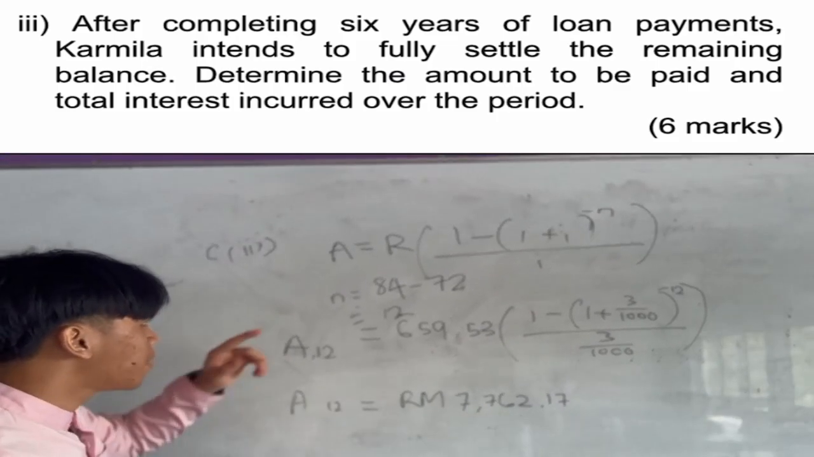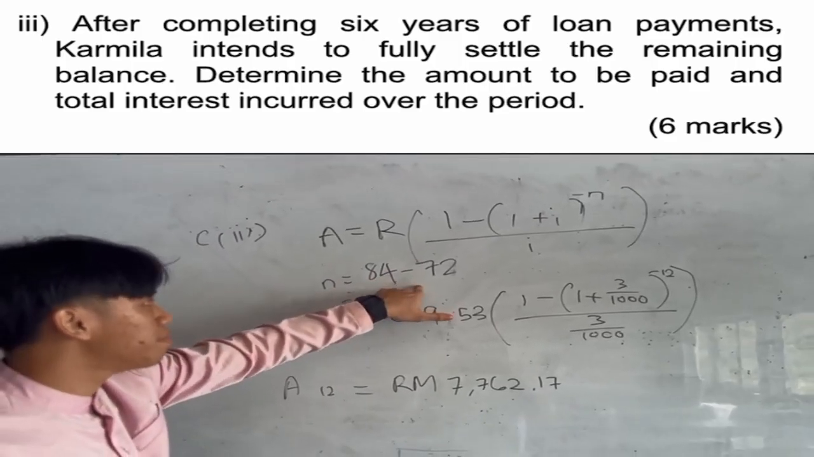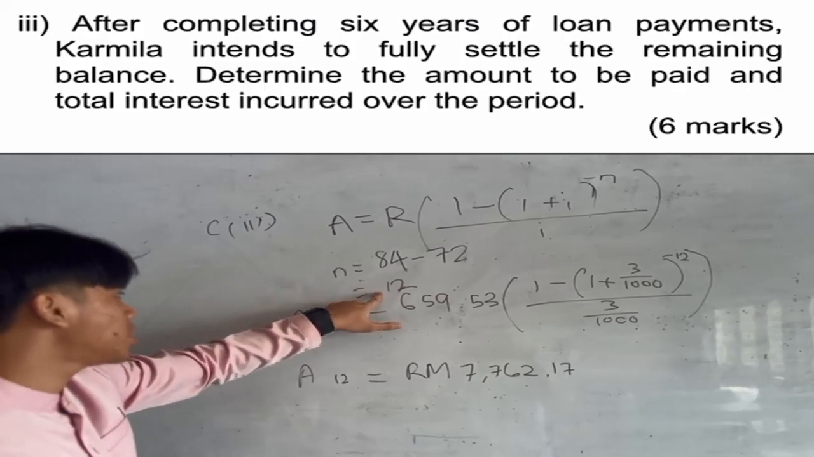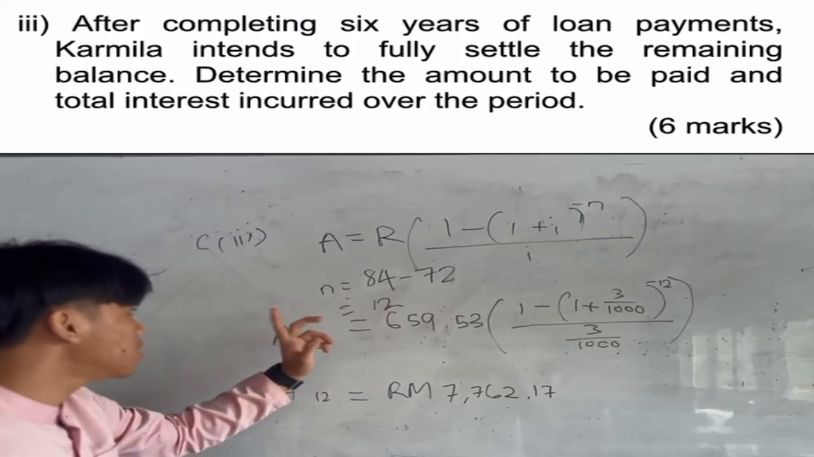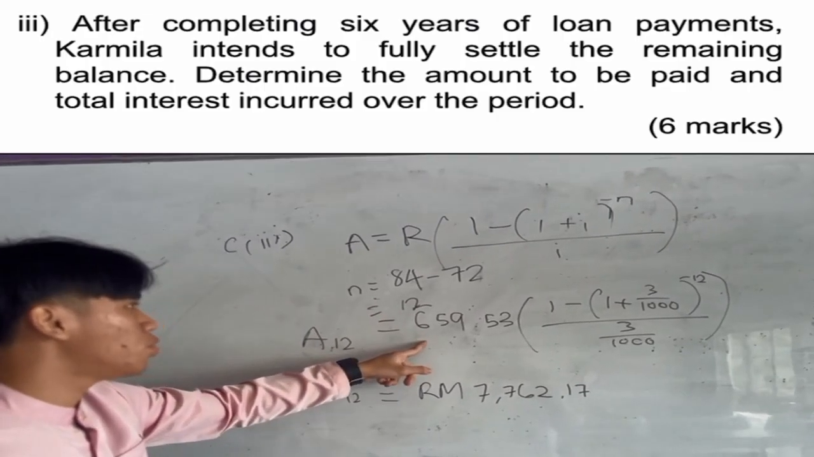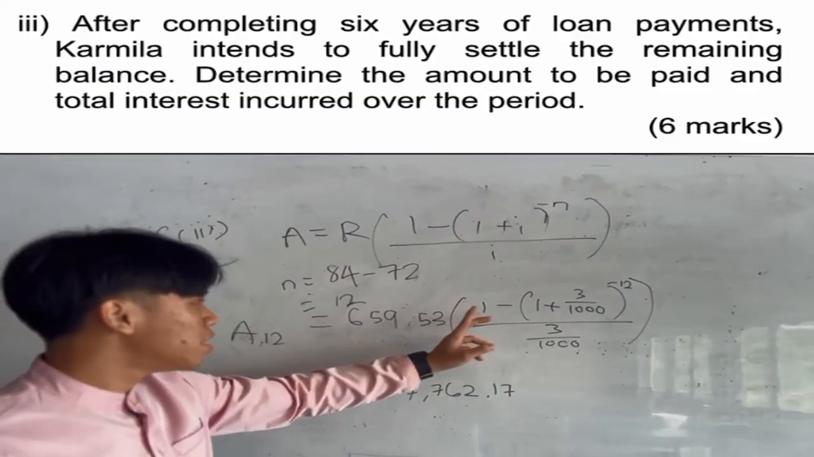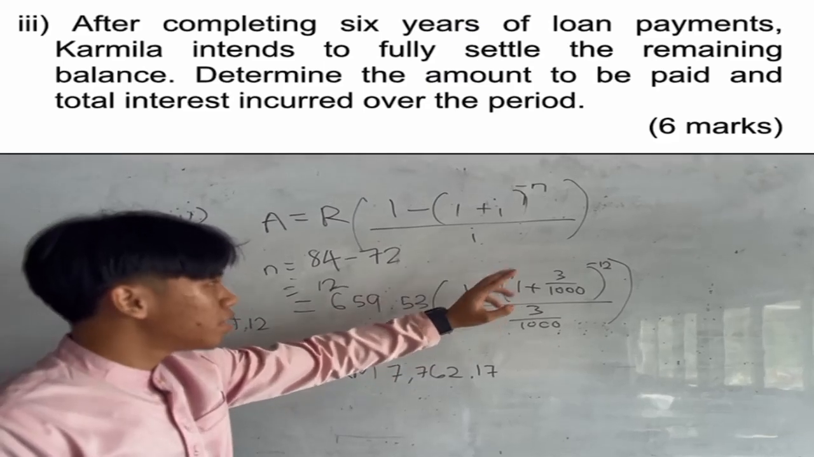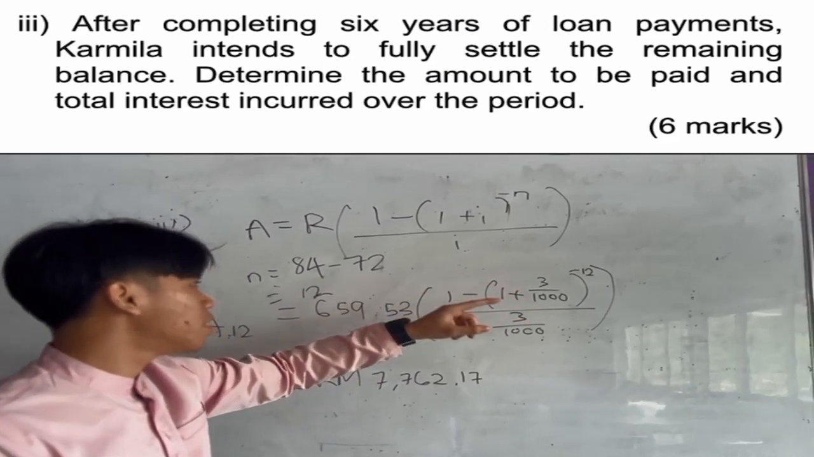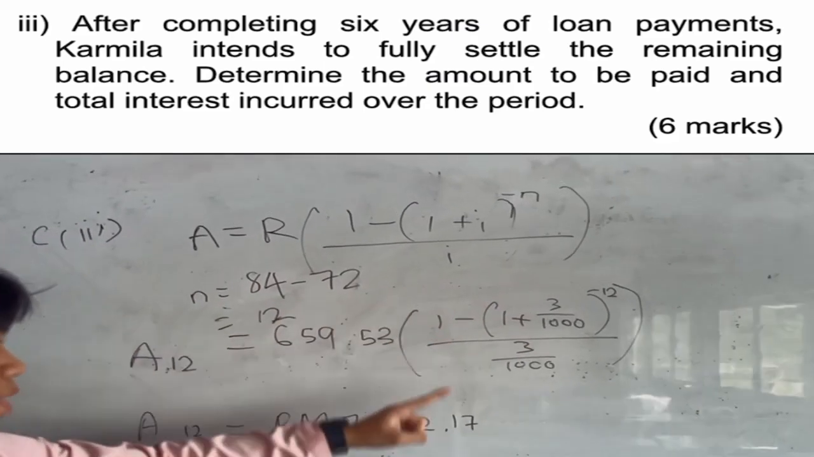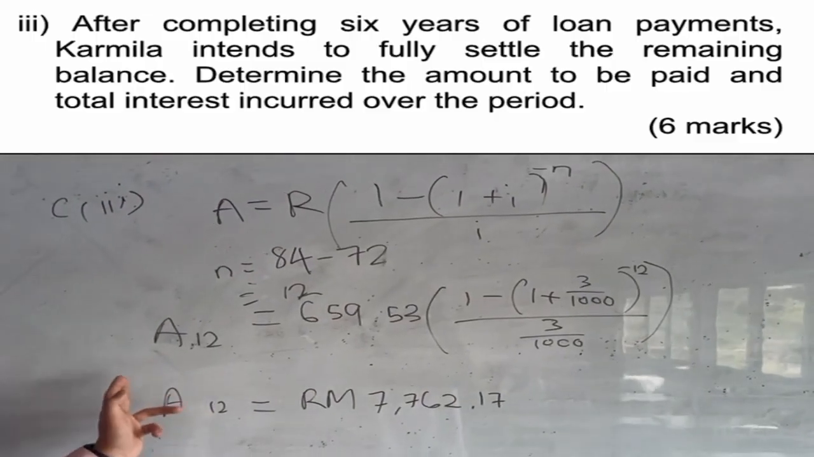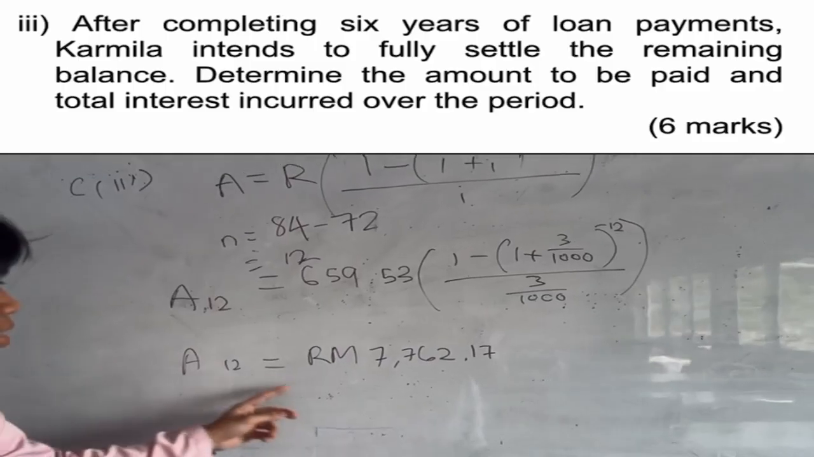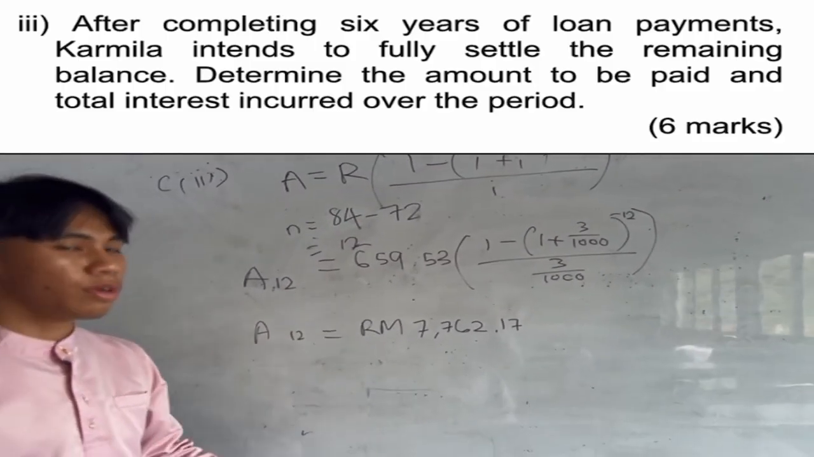So 84 months minus 72 months, which is 6 years, and we got the 12 more months that she will need to pay, and this is the monthly payment that she will need to pay, and this is the interest rate per interest period, and the negative 12 is the total months that she will need to pay. And then just click on the calculator and you will get RM7,762.17.